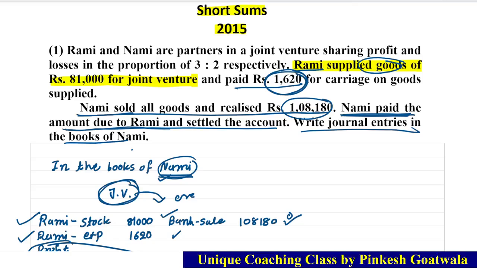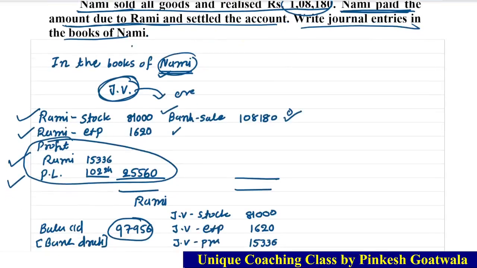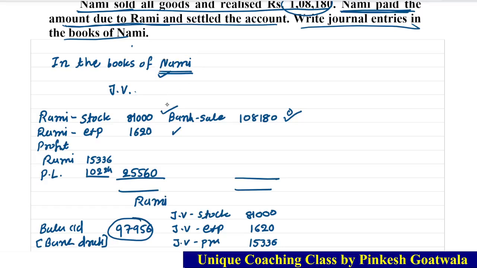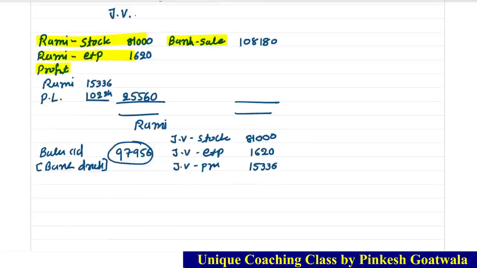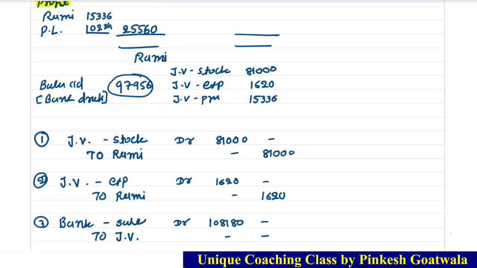નામીની બુક્સમાં જેટલી પણ એન્ટ્રી આવે બધી આપણે એન્ટ્રી આપવી પડશે. તો if you prepare Nami's books, if we prepare accounts, first of all we prepare this joint venture account and you can see that in joint venture how many entries will be given. First stock, then expense, then sell, and also profit. So we should write journal entry also for profit. And in Rami's account, here look at, we find out the closing balance, bank draft જે account settle કરશે તે. So we have to also write the journal entry about this. Okay, આની પણ journal entry લખવી પડશે.